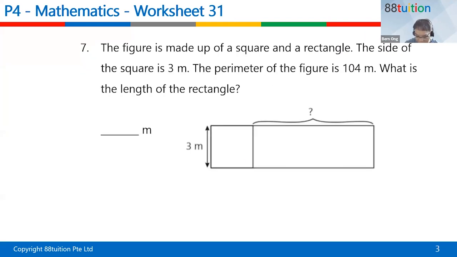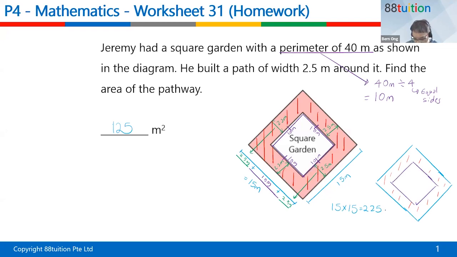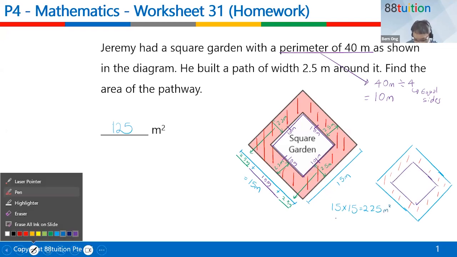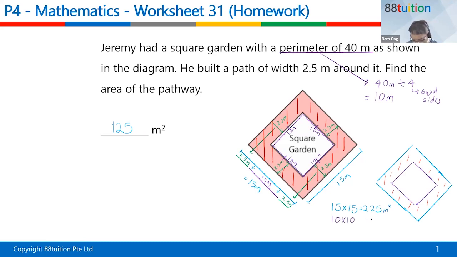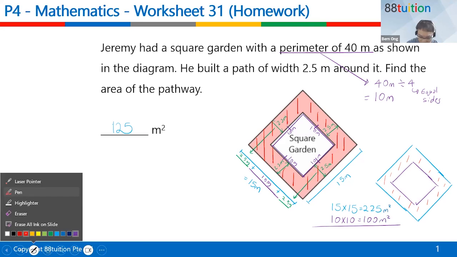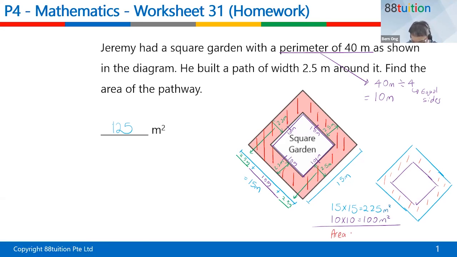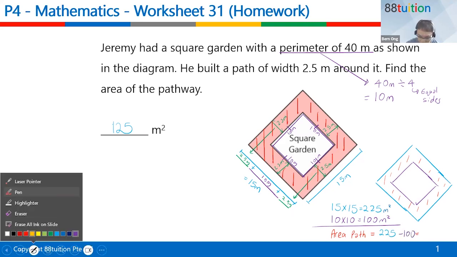Immediately you can write 225 meters squared. And what's the inside? The inside is the purple, which is 10 times 10. This is easy. 10 times 10 is 100 meters squared. You're looking for the area of the red. Area of the pavement is equal to the blue, 225, minus away the purple, 100. And that's how we got the answer of 125 last week.